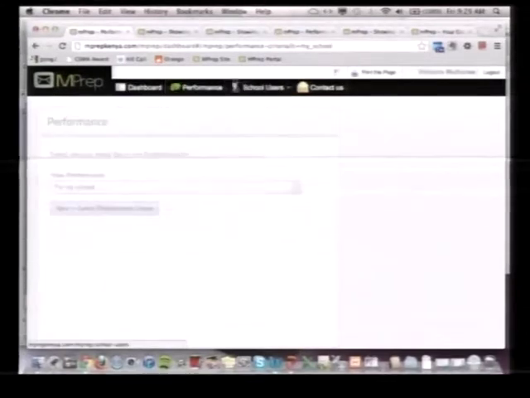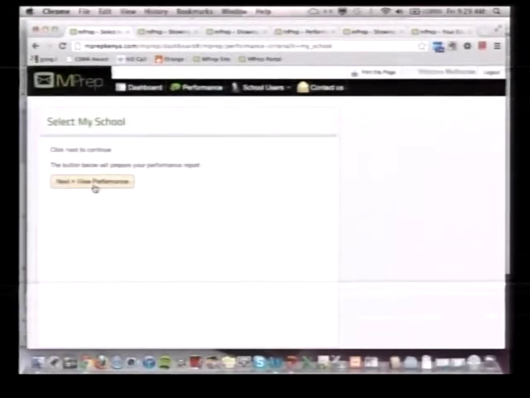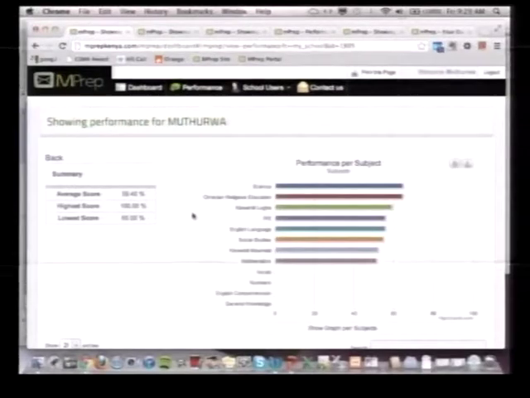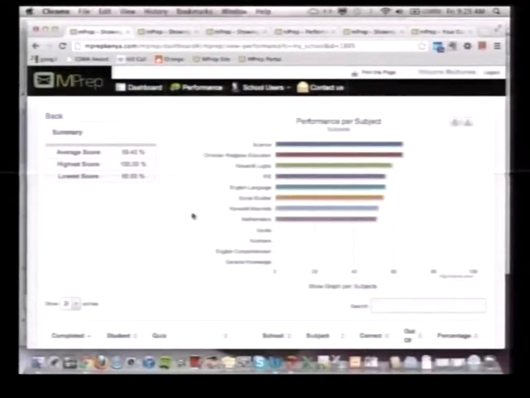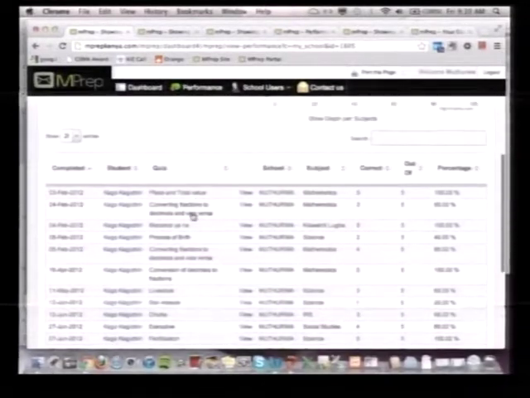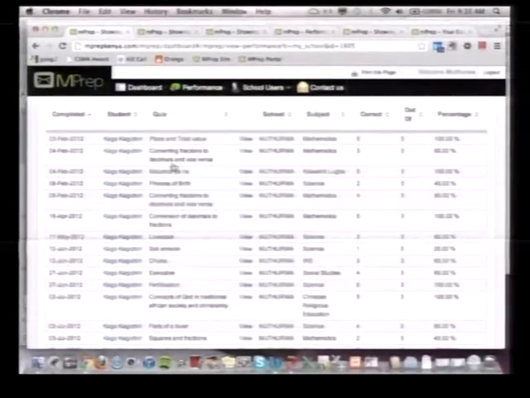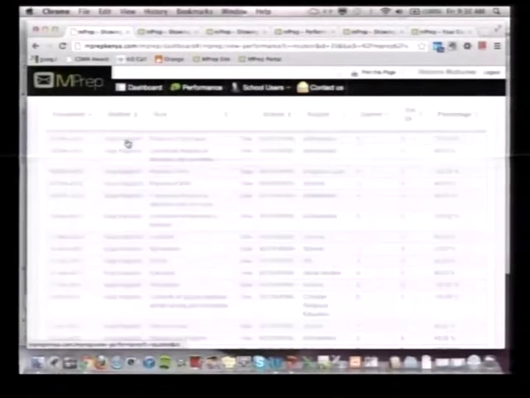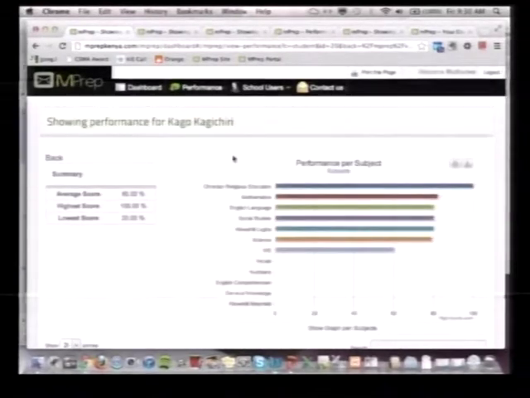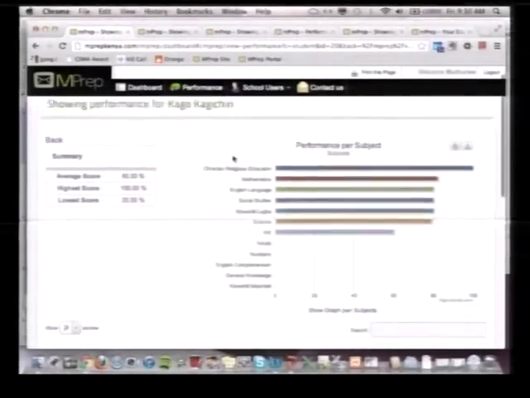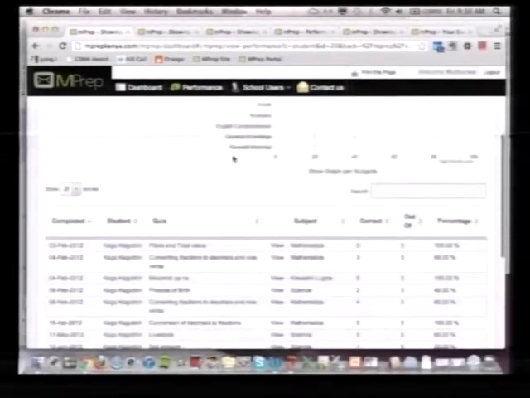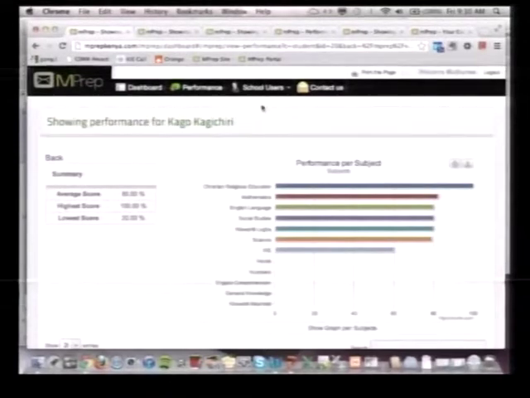They can see performance for their school and how they did in every subject. So for the school that Kago belongs to, we see here that science is barely winning with religious education coming at a close second. I'm not sure what that symbolizes, but we also have a running list of all the quizzes that the students have taken, and they can click on an individual student's performance. This gives graphical data for that student. So here we can see that Kago is doing really well in religious education, and we also have a running list of all the quizzes he has taken on Mprep.